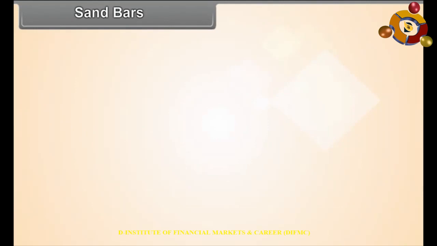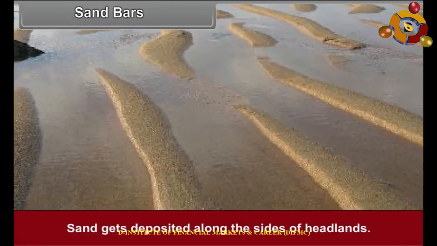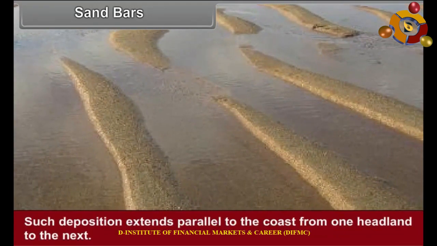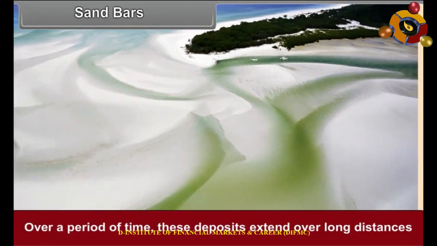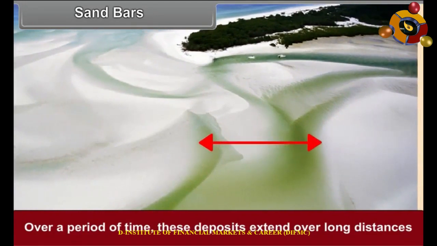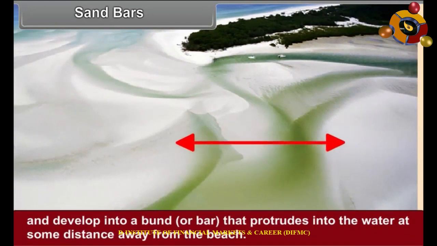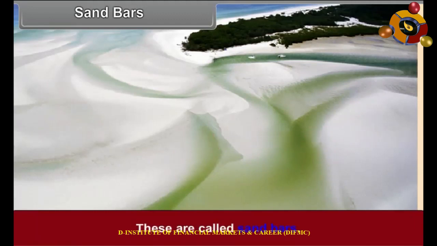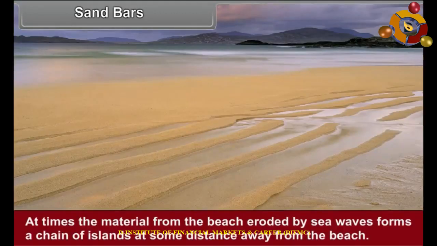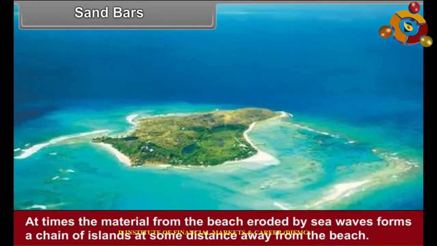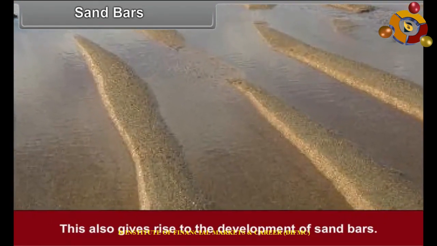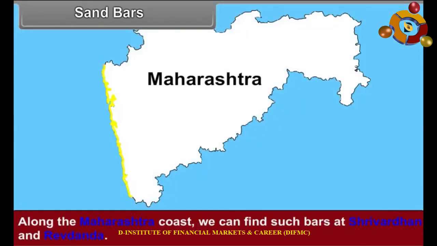Number 2. Sandbars. Sand gets deposited along the sides of headlands. Such deposition extends parallel to the coast from one headland to the next. Over a period of time, these deposits extend over long distances and develop into a bund or bar that protrudes into the water at some distance away from the beach. These are called sandbars. At times, the material from the beach eroded by sea waves forms a chain of islands at some distance away from the beach. This also gives rise to the development of sandbars. Along the Maharashtra coast, we can find such bars at Shrivardhan and Revdanda.